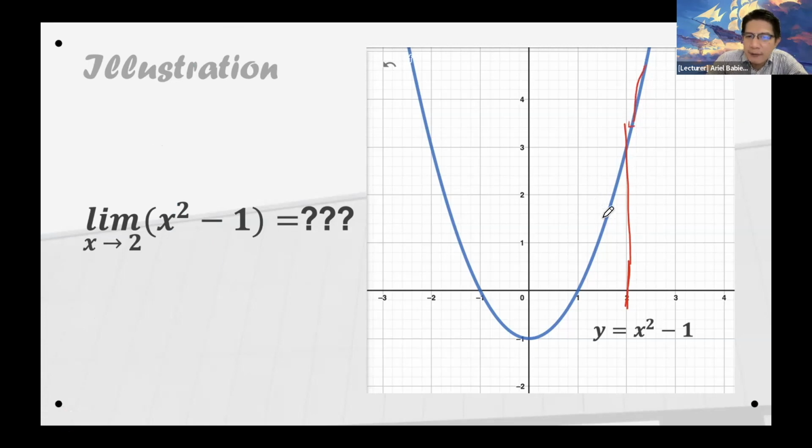And then from the left. Yan. And it will approach this point. And this point corresponds to y equal to 3. That's why for this one, using the graph, you can really say that the limit is 3. You can also do substitution. By substitution, 2 squared is 4, minus 1, it will give us 3. So the limit of this is in fact 3.